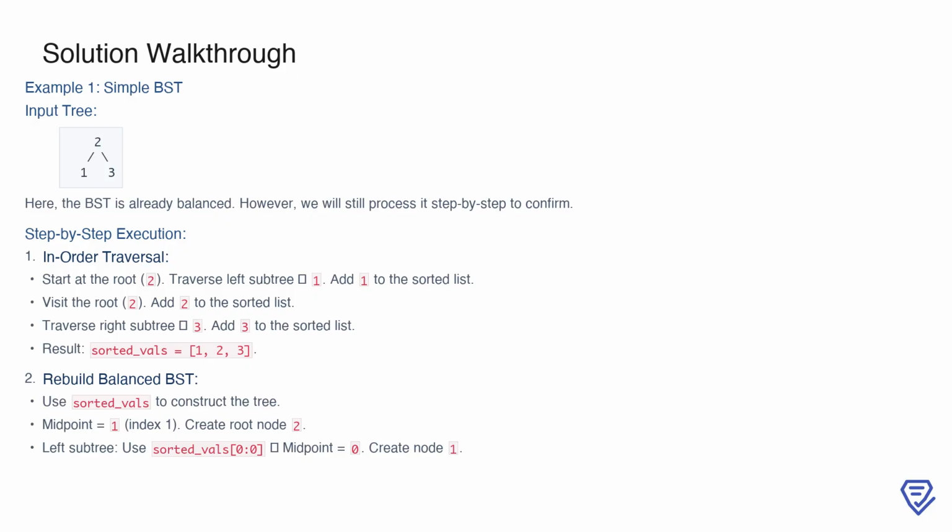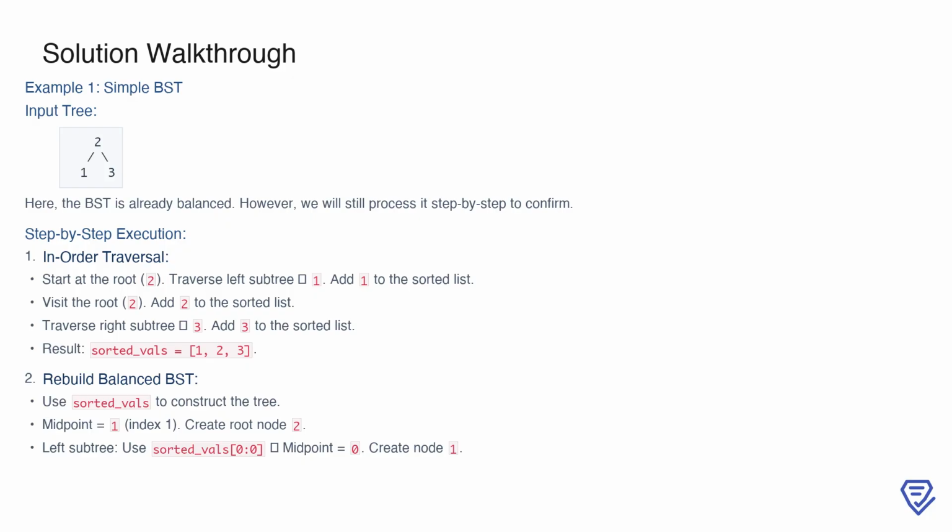The first step is to perform an in-order traversal. We begin at the root, traverse the left subtree to visit node 1, and add 1 to our sorted list. Next, we visit the root itself, adding 2 to the list. Finally, we traverse the right subtree to visit node 3, adding 3 to the sorted list. The result of this traversal is a sorted array 1, 2, 3.